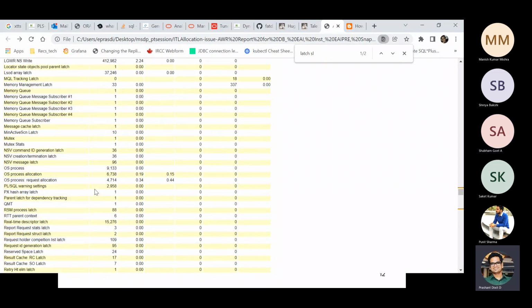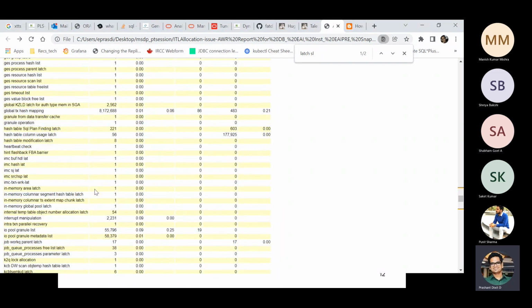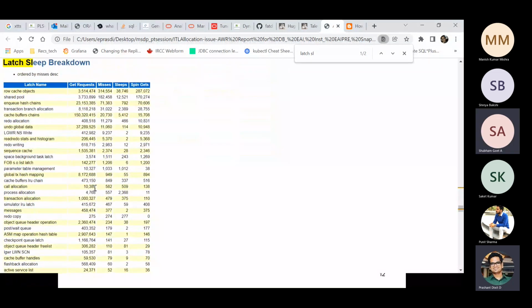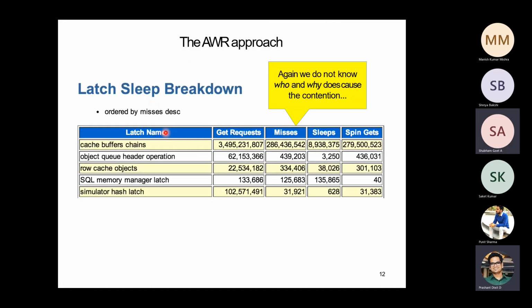So let's go. This is a different AWR report, by the way, but I'm just taking you to the latch sleep breakdown. There are different kinds of latch. So in our particular case, for this problematic AWR report, we see a lot of latch cache buffer chain events. Yes, this is clearly visible.